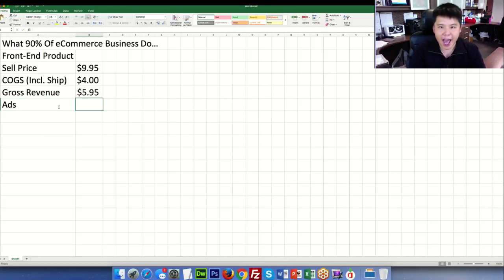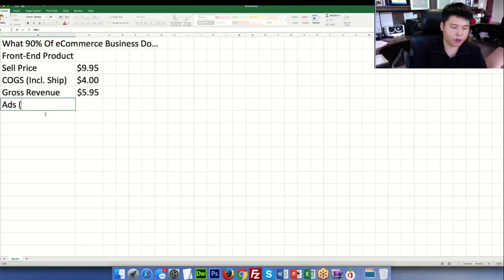Now, when it comes to ads, how many of you want me to do a super in-depth Excel sheet? Put it in the question box. If you want me to do a super in-depth Excel sheet, adding numbers and everything. Okay, great. I have a lot of people saying in-depth. Okay, so now we actually have ads, and we call this the variable expense.